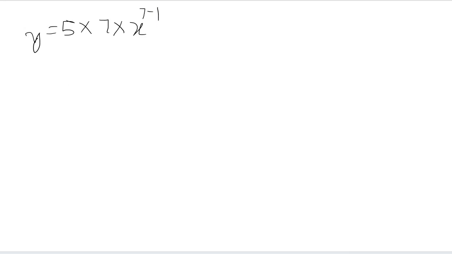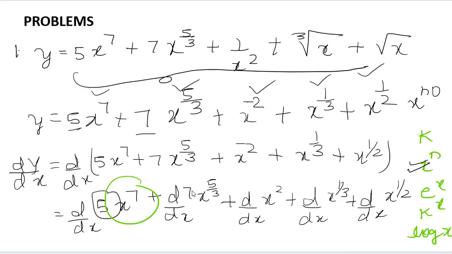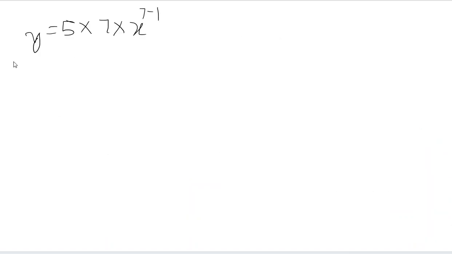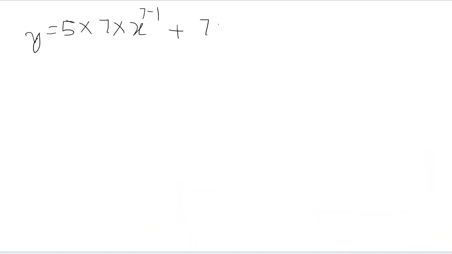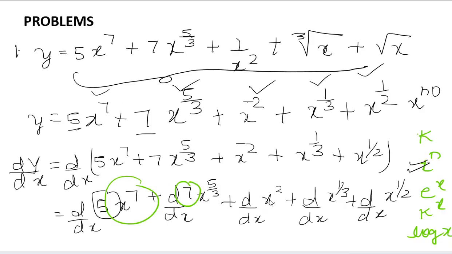Similarly, we do the same thing here. We see a number attached with x, so we take the number out and focus on the x part. So this will become 7, and the number on top of x is 5 upon 3. So this will be 5 upon 3 multiplied by x raised to 5 upon 3 minus 1. We do the same thing here.